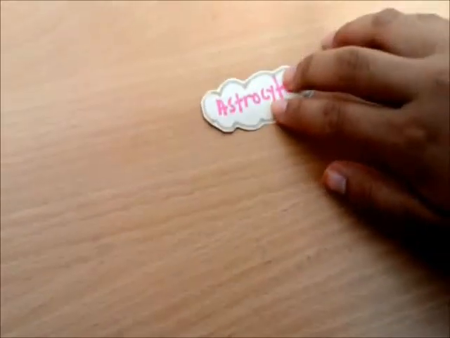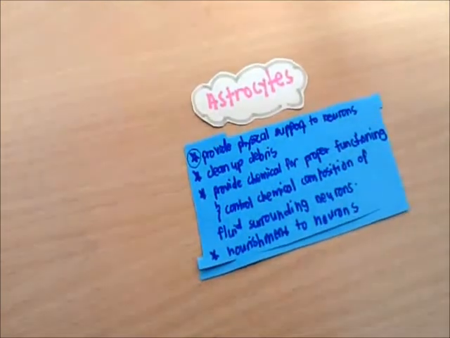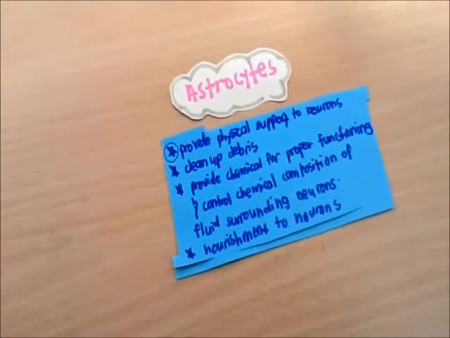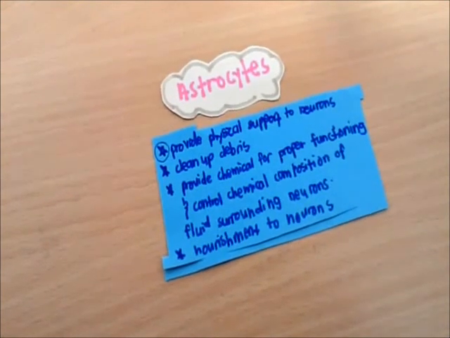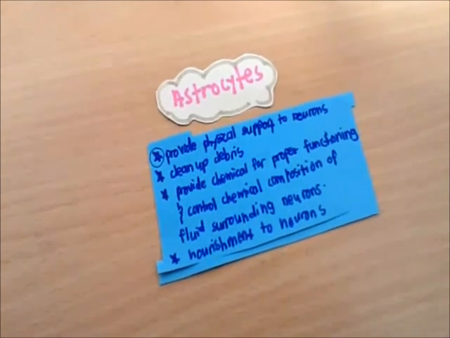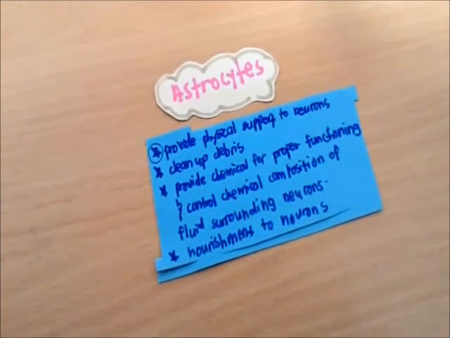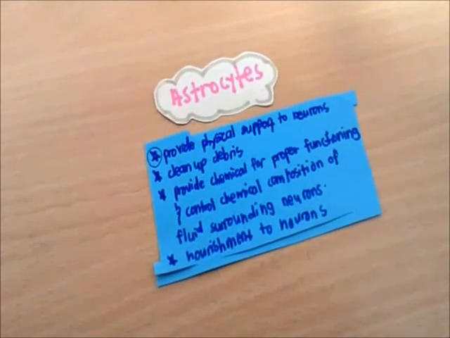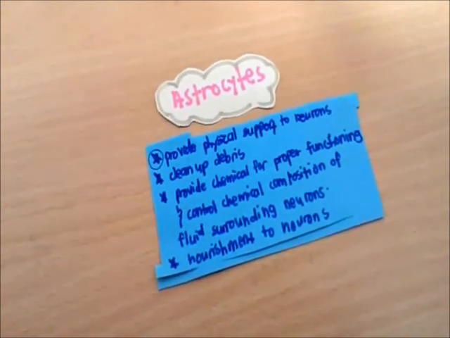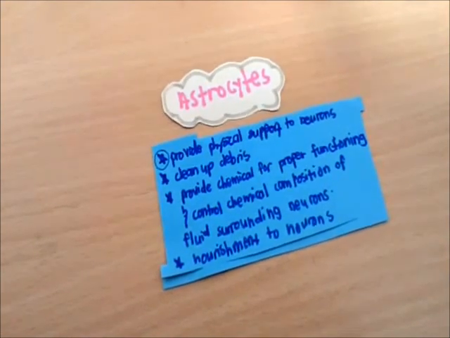Next is astrocytes. Astrocytes provide physical support to neurons. They will clean up debris also. Besides, they provide chemicals for proper functioning and control the chemical composition of the fluid surrounding neurons. Besides, they also provide nourishment to neurons.